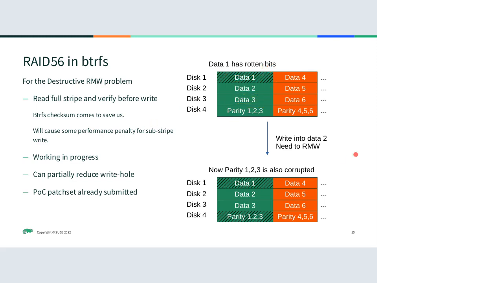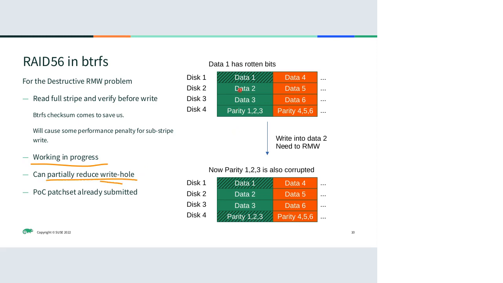Another thing is this only causes a performance problem for sub-stripe writes, which means we need to do the RMW. If we are writing a full stripe like this, we can just ignore that, so that should be no problem. It's work in progress, and I have already submitted the proof of concept patches. I guess we can improve the performance later, but the overall idea is the same. It can slightly reduce the write hole problem.